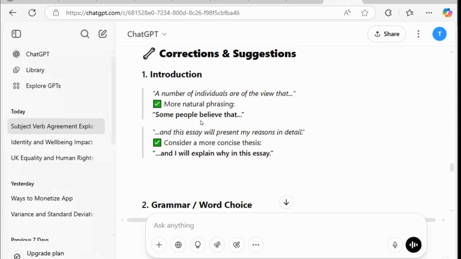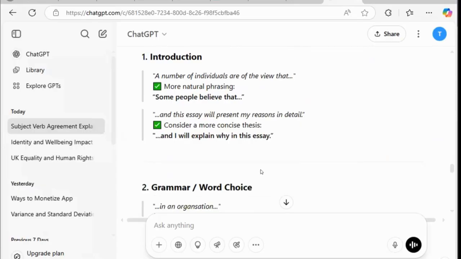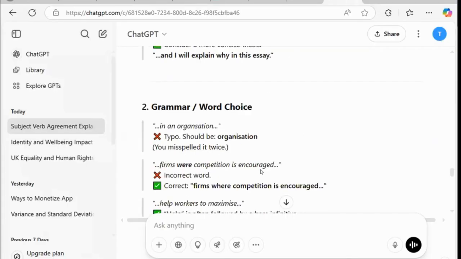Forget it. ChatGPT should go and sit down somewhere. Now look at the next one. And this essay will present my reasons in detail. Look at a more concise thesis. And I will explain why in this essay. This thing that it wrote here, I don't like it. I still prefer the one I wrote.